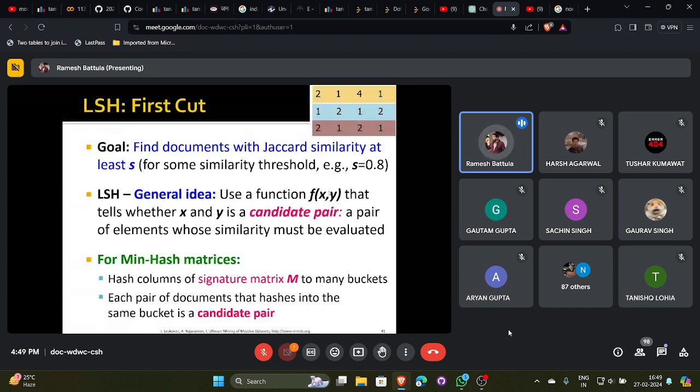Candidate pair means a pair of elements we are going to use to find the similarity. That particular pair of elements we are going to use to create these candidate pairs. The candidate pairs are going to be received from min hash matrices only. So in the min hash matrices, we have the signature matrix, this is 2 1 4 1, 1 2 1 2 1 2 1. This is going to be the signature matrix, so that we use this one to develop our candidate pairs.